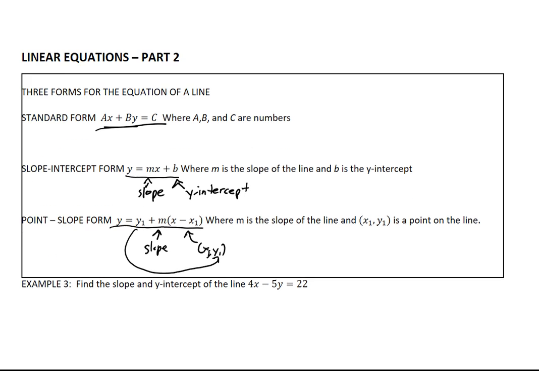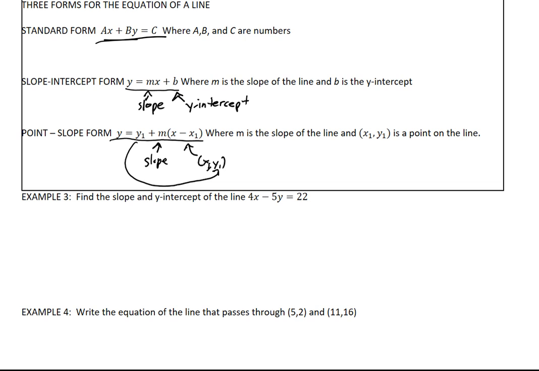Okay, so let's look at finding the slope and the y-intercept of the line 4x minus 5y equals 22. If we want the slope and the y-intercept, we want m and we want b. So if we had this in y equals mx plus b, that would be helpful. So let's put it in that form by solving this equation for y.